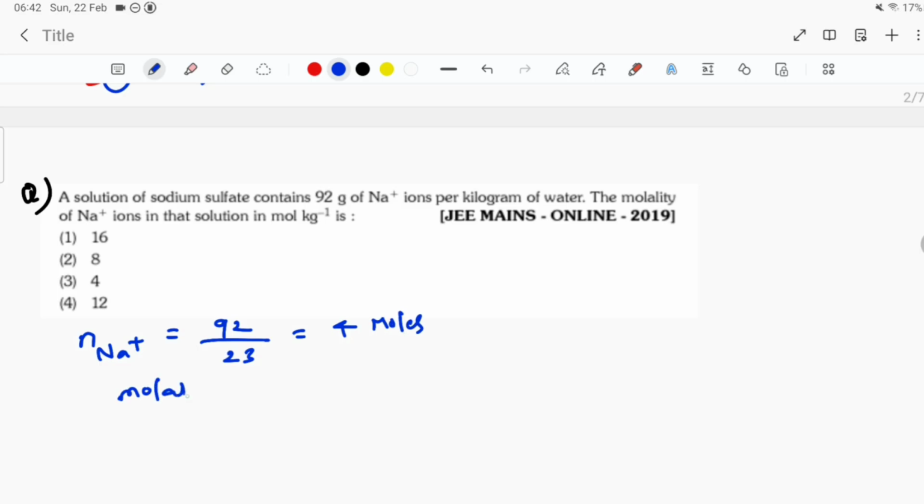So here molality is equal to number of moles of solute by weight of solvent in kg. Per kg of water they mentioned, right? So here per kg if we take, the answer is 4 mole. Direct question. How easy a question it is, see. 4 molar, answer is option 3.